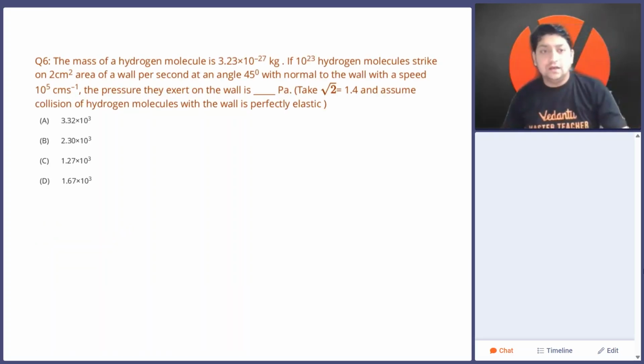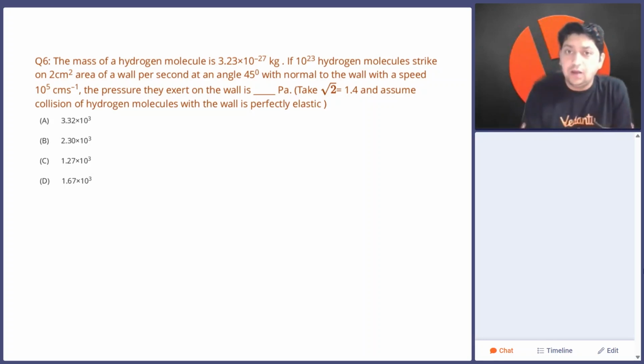The next question says the mass of a hydrogen molecule is this much. If 10²³ hydrogen molecules strike a 2 centimeter square area of a wall per second at an angle of 45 degrees with the normal to the wall, with a speed of this much, the pressure they exert on the wall is how much? See, very easy question, and you need to assume that the collision was perfectly elastic, so it's a very easy question.